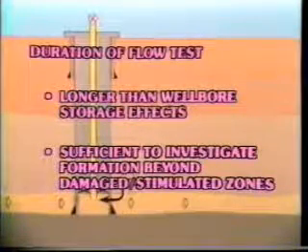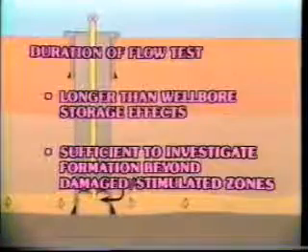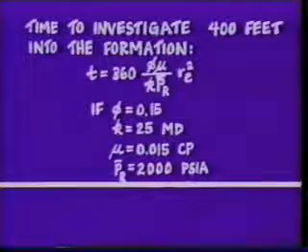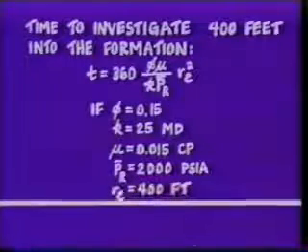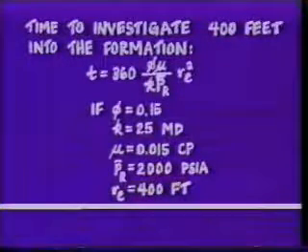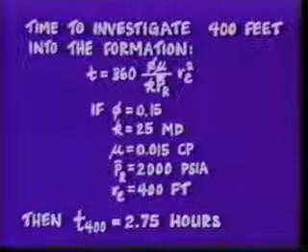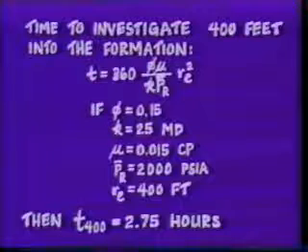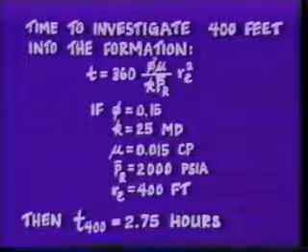If we wish to investigate a region extending well beyond these zones, say out at least 400 feet into the formation, then we can calculate the minimum time for a pressure transient to reach this distance with the expression shown here. If we assume that the porosity is 0.15, permeability 25 millidarcies, gas viscosity is 0.015 centipoise, the average reservoir pressure is equal to 2,000 psia, and R sub E equals 400 feet, then T sub 400 equals 2.75 hours. The minimum time of the test, then, must be the greater of this value and the wellbore storage time.